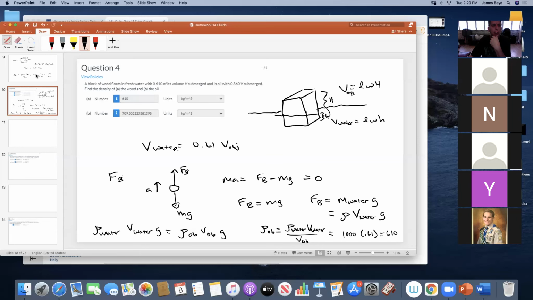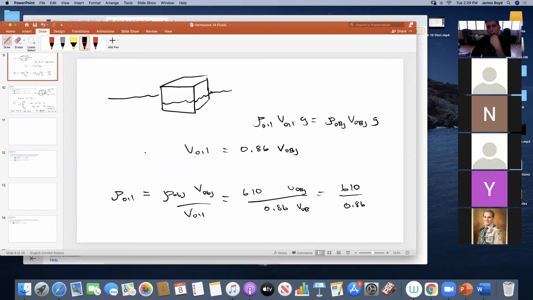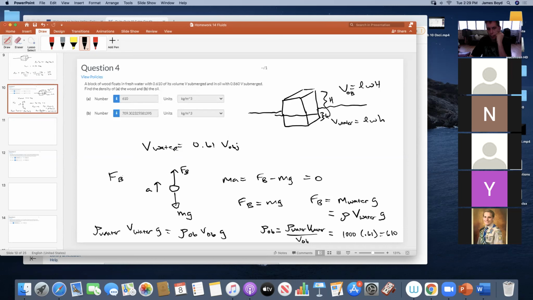So you can see that essentially the physics here is that when it's floating, it's static. The buoyant force is equal to the mass of the water displaced, and density is equal to mass over volume, so mass is density times volume. You have to be careful though, because the amount of water displaced is only a fraction of the volume usually, unless the object is completely submerged. So usually you get it as a fraction.